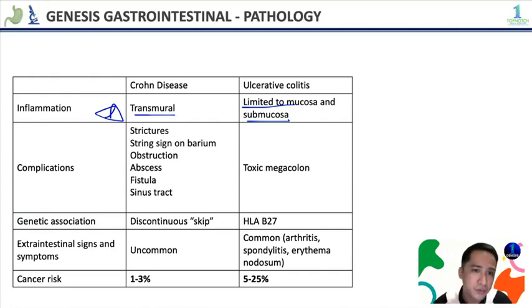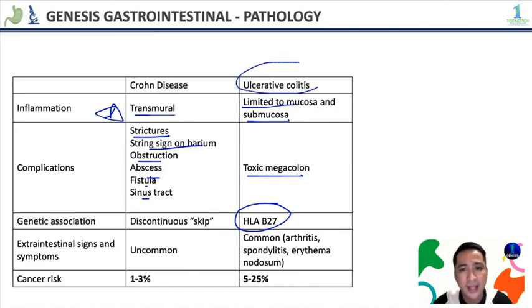Complications of Crohn's disease: strictures, string sign on barium enema, obstruction, abscess formation, fistula, sinus tract. Toxic megacolon is for ulcerative colitis. Take note, the genetic association is HLA-B27 for ulcerative colitis. That's the genetic association.